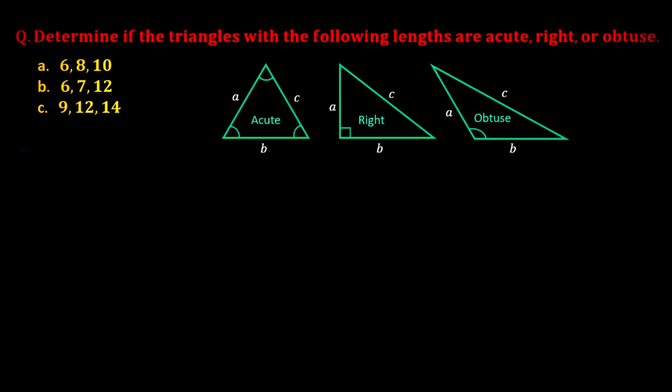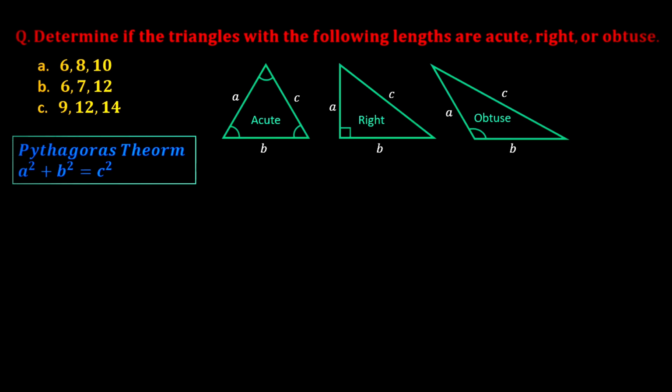Let's take a look at the Pythagorean theorem, which we will have to use, which is a squared plus b squared equals c squared. If the triangle is a right triangle, then a squared plus b squared has to equal c squared, okay? But if the triangle is acute, then a squared plus b squared is going to be greater than c squared. And if the triangle is obtuse, then a squared plus b squared is going to be less than c squared.